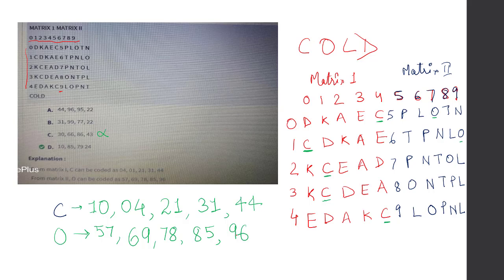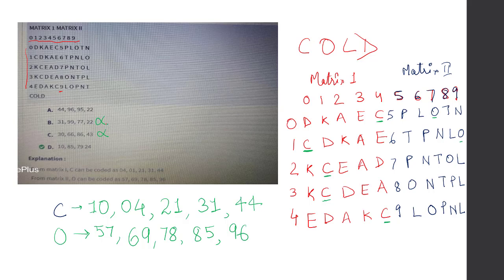Okay, now again we'll go back to the options and see if any of the options can be eliminated. We see option B can be eliminated because we have 31 to denote C, but 99 is not going to represent the alphabet O. We have only 5 codes to represent alphabet O, which are 57, 69, 78, 85 and 96. So option B is eliminated.